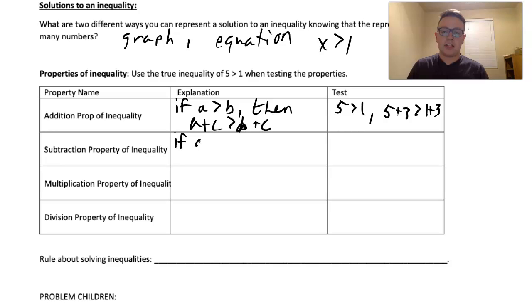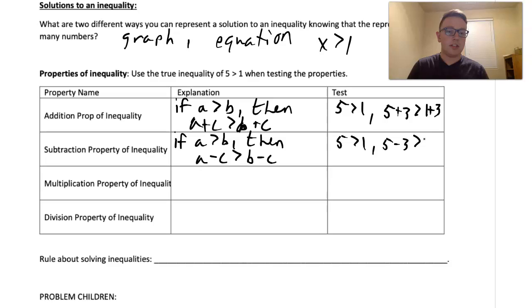Our subtraction property is very similar. If we know that one thing is larger than another, a is bigger than b, then subtracting something from both sides shouldn't change that. Or if we had 5 and 1, subtracting 3 from both sides, 2 would still be greater than negative 2.